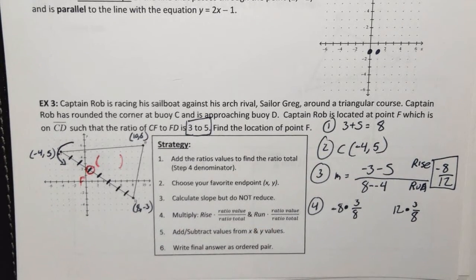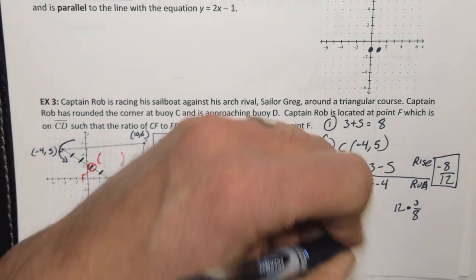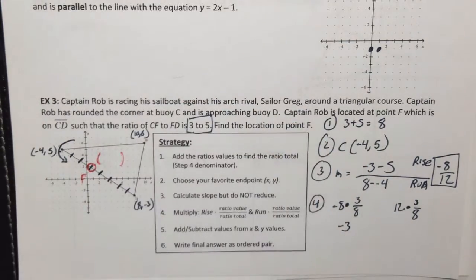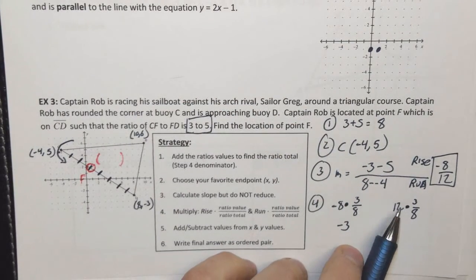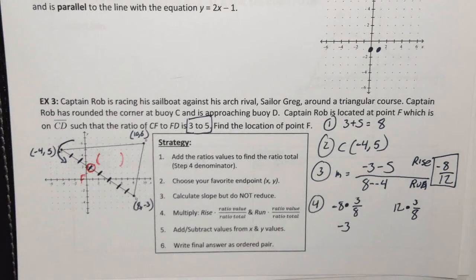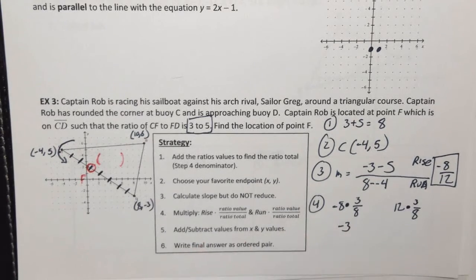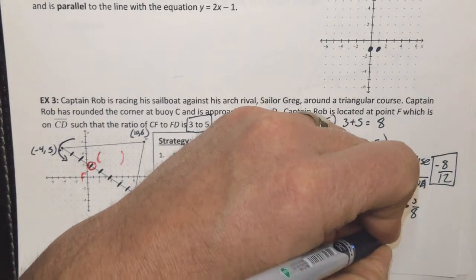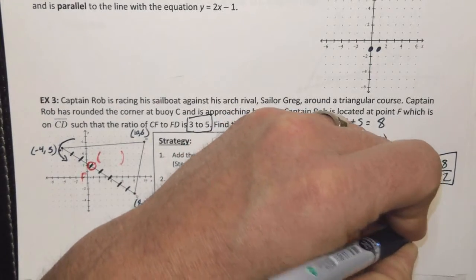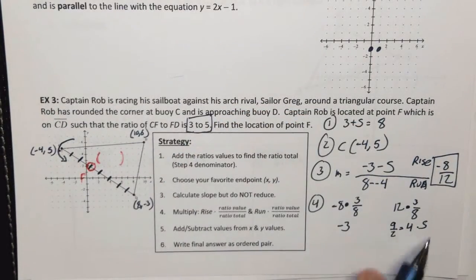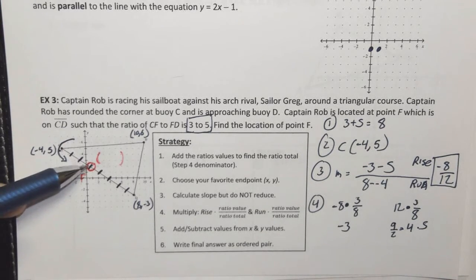All right, let's see what we calculate. When we calculate these, this first one cancels out really nicely. The 8s are going to go away, and we're going to end up with -3. Now for the second one right here, you're going to get 12 times 3 over 8. You can reduce first and then multiply by 3, or you can multiply by 3 first and then reduce. It really doesn't matter. What you're going to end up with is 9 over 2, or 4.5. These are the distances that we need to travel to get from point C down here to point F.